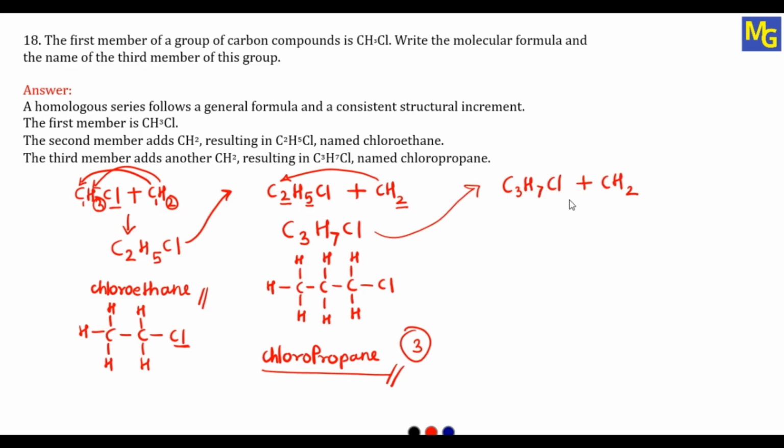It will become C4 and H will become how many? 9, and Cl will be as it is. And like this it continues. Now they have asked for halides because it is Cl. They may ask you for alcohol, or aldehyde, or carboxylic acid. Just remember, whatever compound is given, in that compound you have to go on adding CH2, because in a homologous series every compound has the difference of this CH2 group.